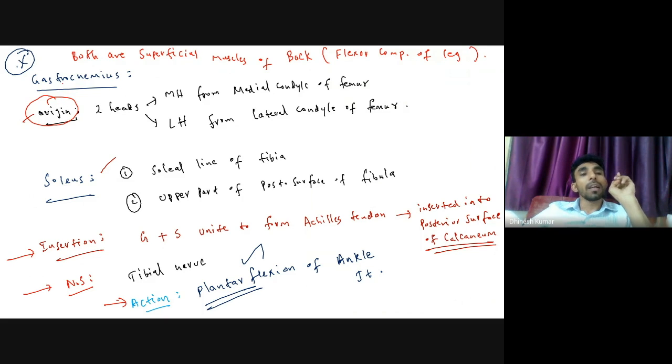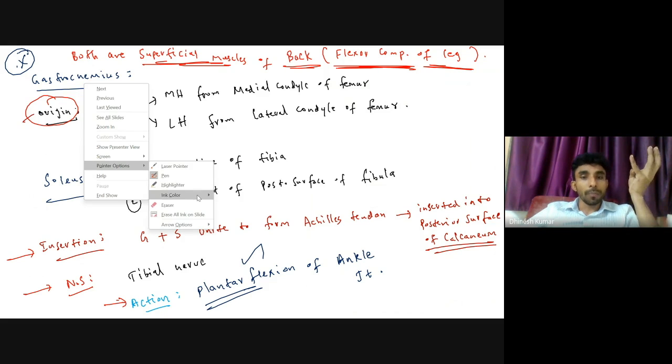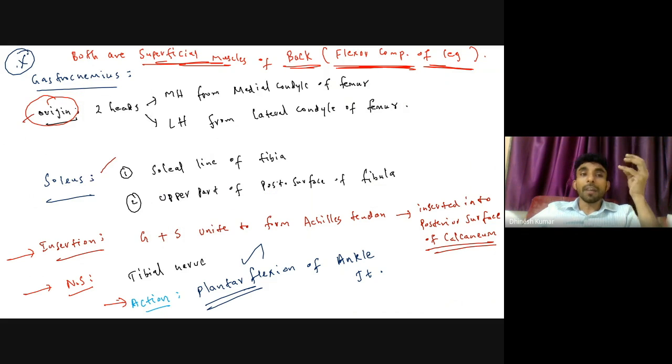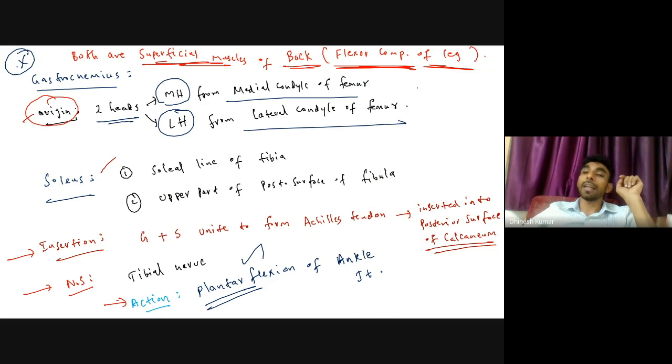Both these muscles, gastrocnemius and soleus, belong to the superficial muscles of the back of leg, otherwise called the flexor compartment of leg. What are the sites of origin? The two heads of gastrocnemius: the medial head arises from the medial condyle of femur, and the lateral head arises from the lateral condyle of femur, the corresponding condyles.